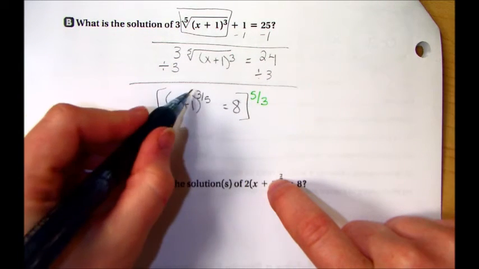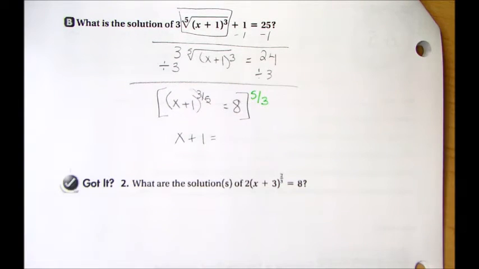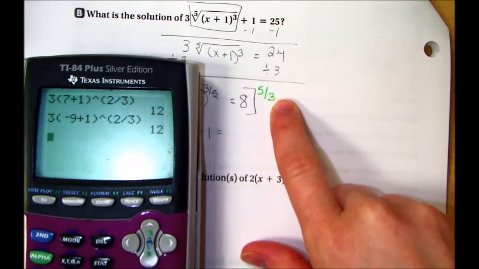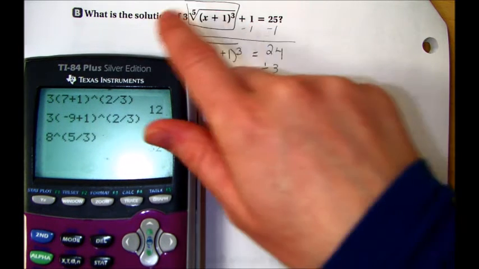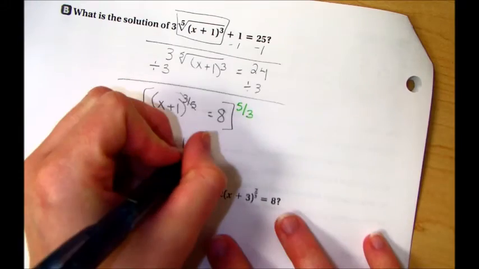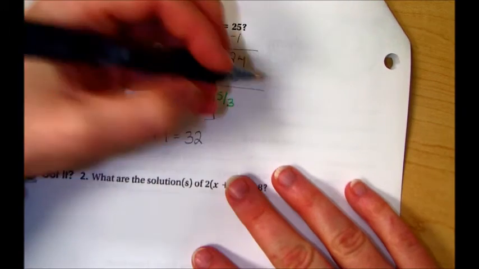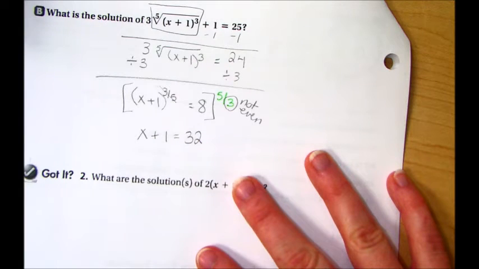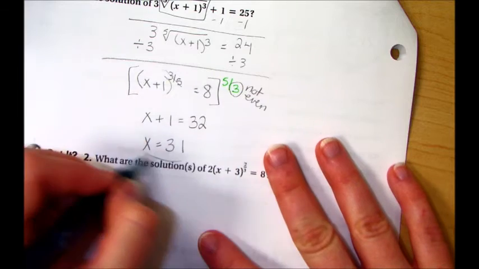So this 5/3 and this 3/5 are going to cancel, and you will be left with x plus 1 equals. Now, 8 to the 5/3 is 2 to the 5th power, because the cube root of 8 is 2. If you're not traveling on in mathematics, I guess it's not essential: 8 to the 5/3 power is 32. If you are traveling on in math, though, you need to understand why. This is not even, so I do not have to use plus or minus on my 32. Take away 1, x equals 31.